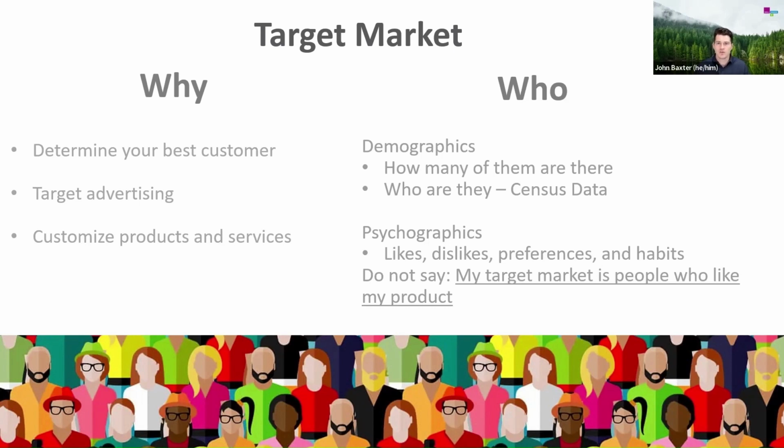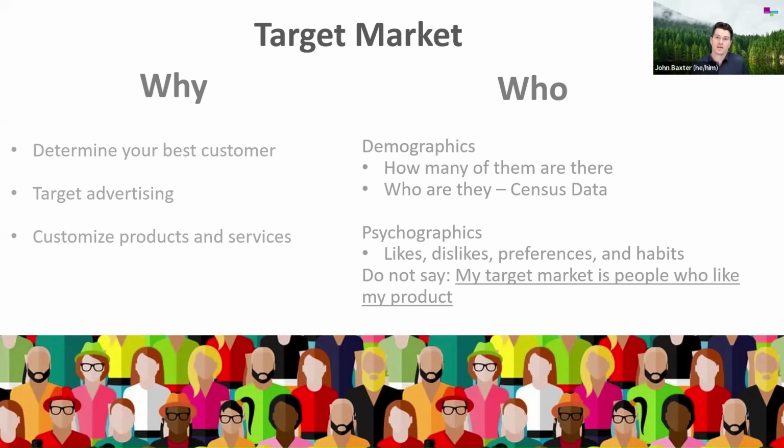Next, you're going to describe your target market in terms of demographic info. This is things like age, gender, ethnicity, income level, marital status, all of those things that we kind of refer to as census data, those sort of factual points about your target market.